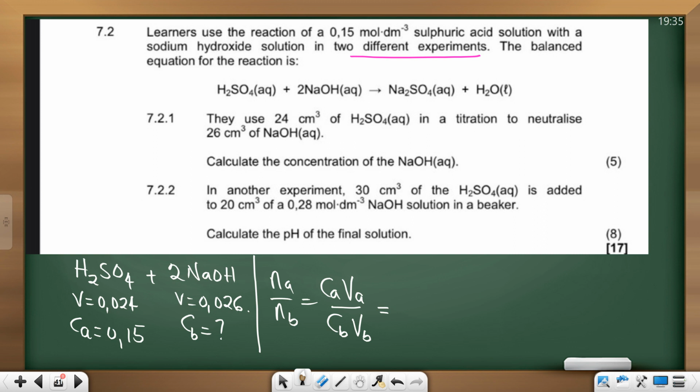Answer? Wrong. It's the final answer, but 0.28 is wrong. Okay, 0.28 moles per cubic decimeter. You see, can you see what she wrote?